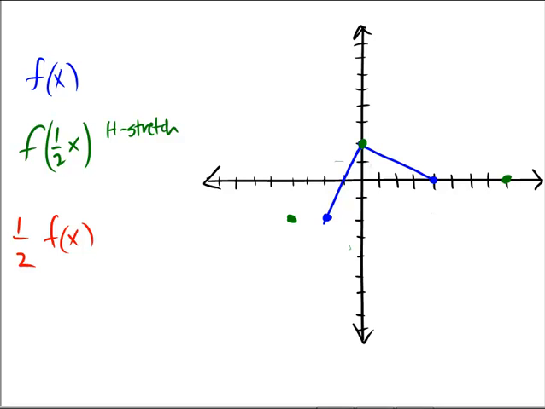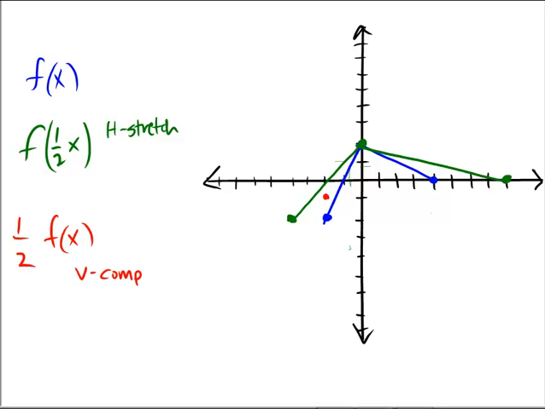So this graph is going to come in like there and like there. So we have a horizontal stretch in our picture. Now on the other hand, 1/2 of f of x is going to be a vertical, this time, compression. It's going to squish it down. So we're going to take the y coordinates and we're going to halve them. They're going to become half as dominant. So here the y coordinate is -2, half of that is -1.